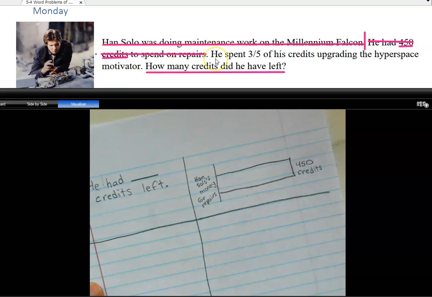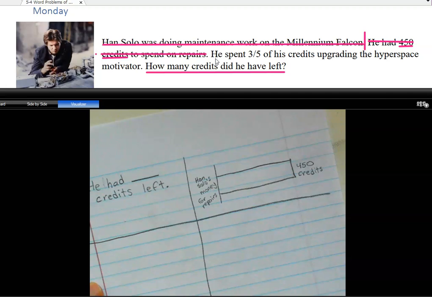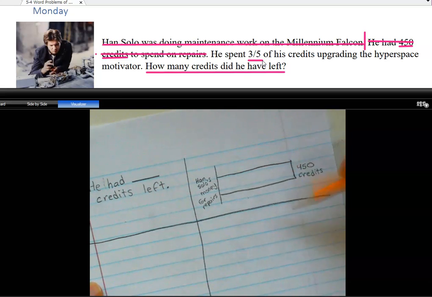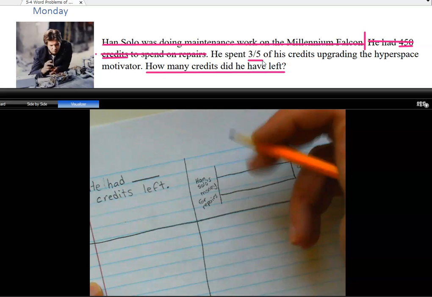Next part, I need to read so I can adjust the unit bar. He spent 3/5 of his credits upgrading the hyperspace motivator. Oh, very important part of the Millennium Falcon. Looks like we're using a fraction here, 3/5. So I'm going to turn the 450 credit unit bar into fractional parts so that I can represent the 3/5. I'll do that right now.